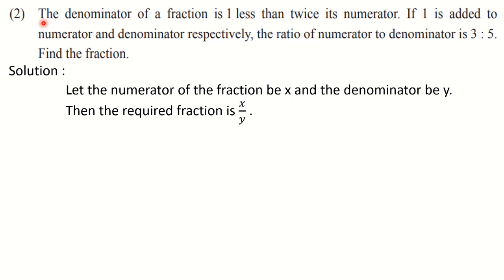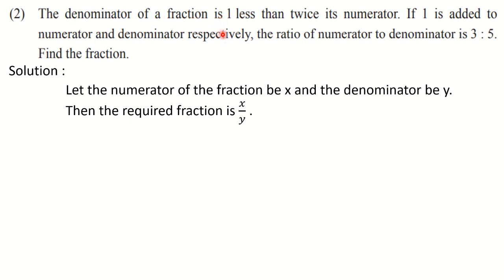Let us read the first condition. The denominator of a fraction is 1 less than twice its numerator. See, always I have said, mark this word "is", which stands for equal to. So this is your left hand side and this is your right hand side. Got it? So what is the left hand side? The denominator. Denominator means what? y. Okay, y. Here you can write y.